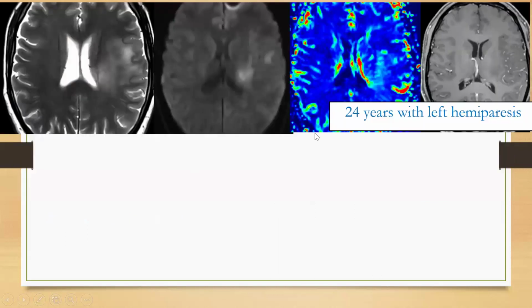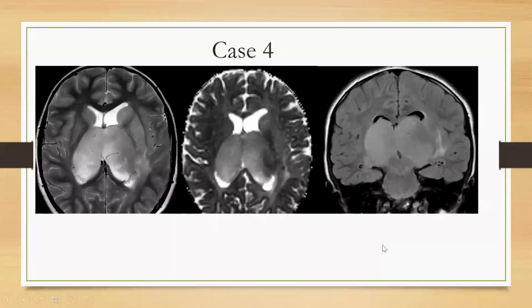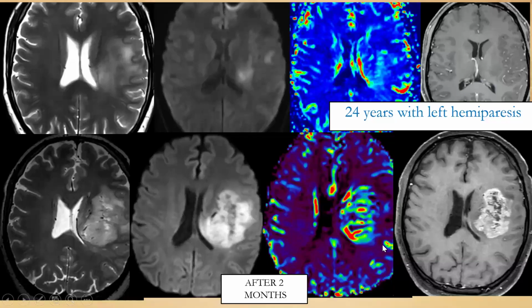This is another case, a 24 years patient with left hemiparesis. This is another case with a similar imaging appearance, diffusion restriction and perfusion. For some unknown reason, this case was initially thought to be some other diagnosis at an outside center, but it was referred to our center 2 months later. And now it is showing a heterogeneous, significantly aggressive type with raised perfusion and diffusion restriction. This also turned out to be a G34 hemispheric glioma.